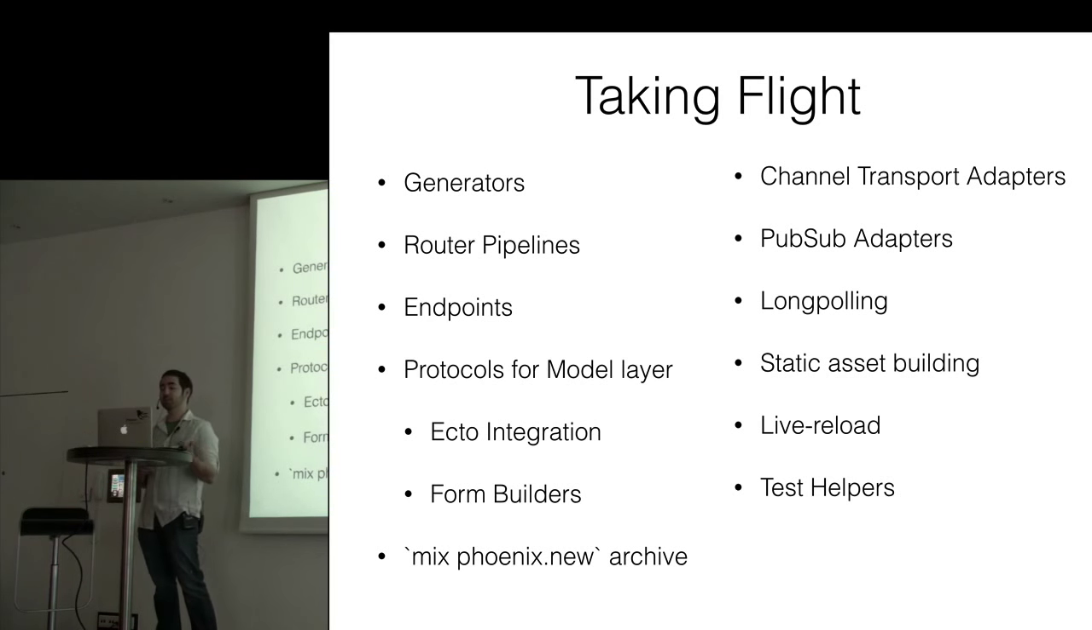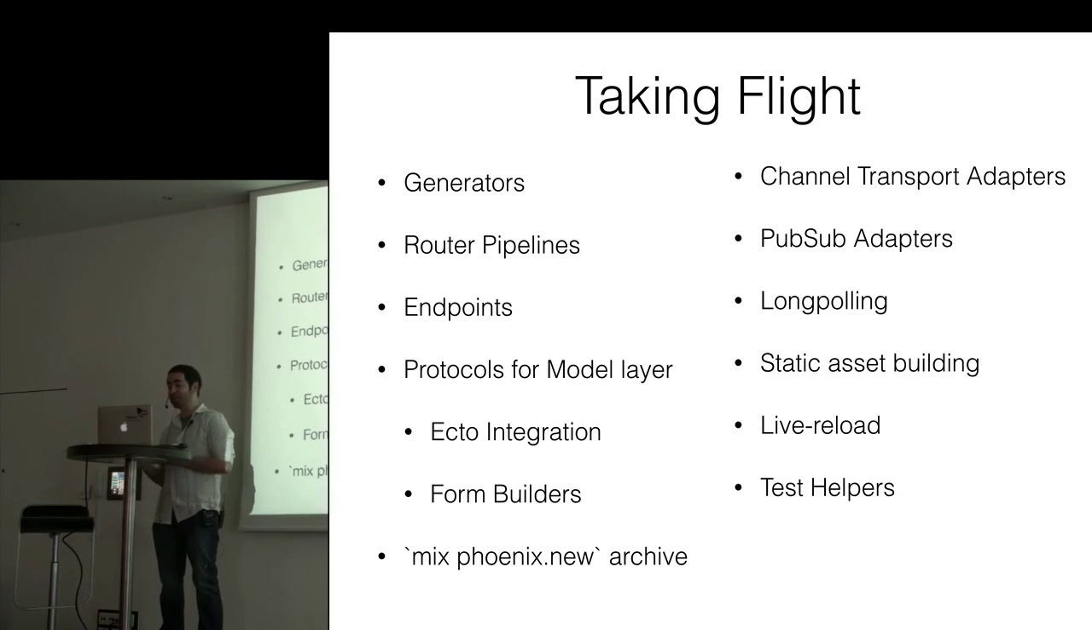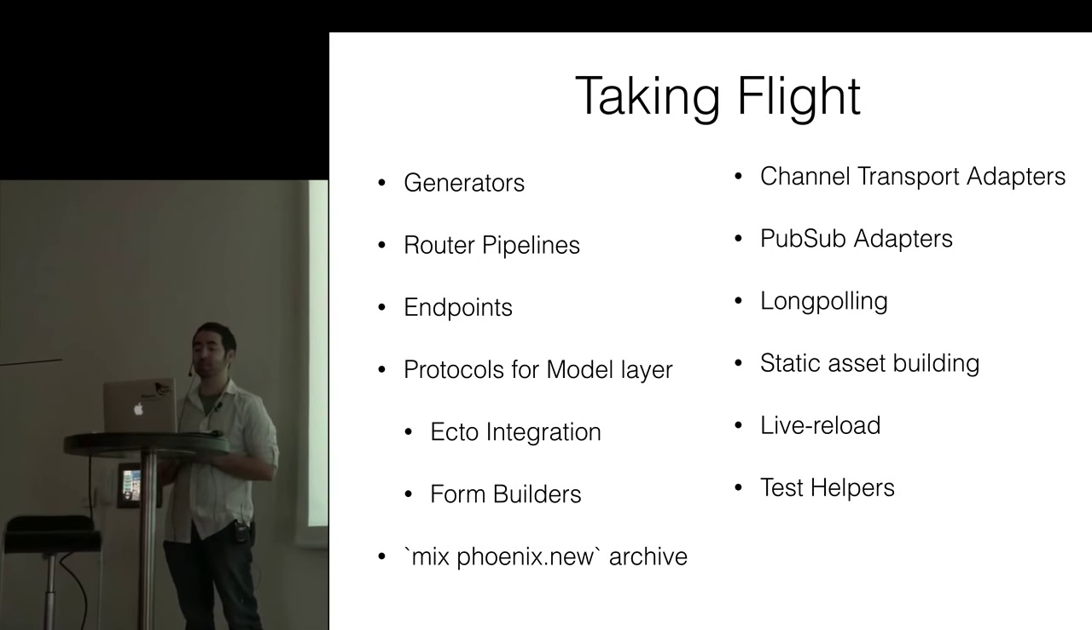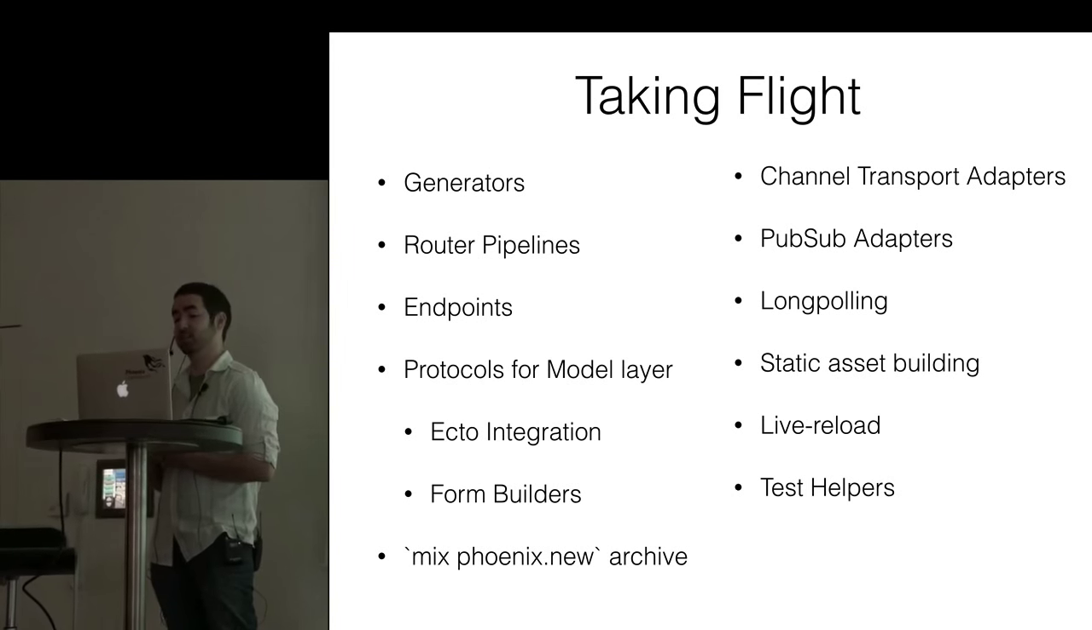So we have Ecto integration by default, but it's just protocol driven. So if you want to bring your own model layer, it's like 50 lines of code. You implement a couple protocols and all your forms and your links just work. Form builders are in with that. We can now use a Phoenix new task through a mix archive, so it's easier than ever to get started. We added channel transport adapters, which made channels a lot more extensible. Pub sub adapters work on Heroku and in cases where you're not using distributed Elixir.